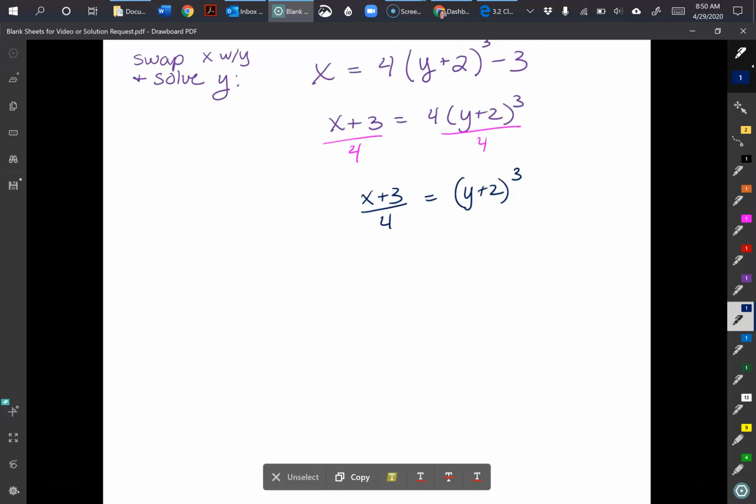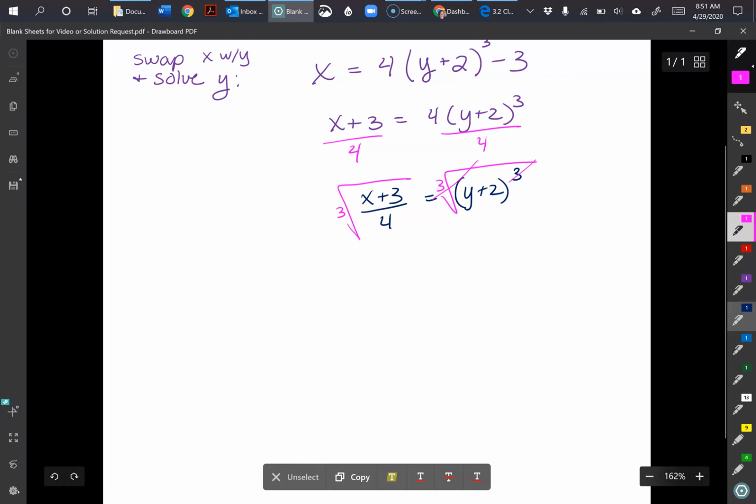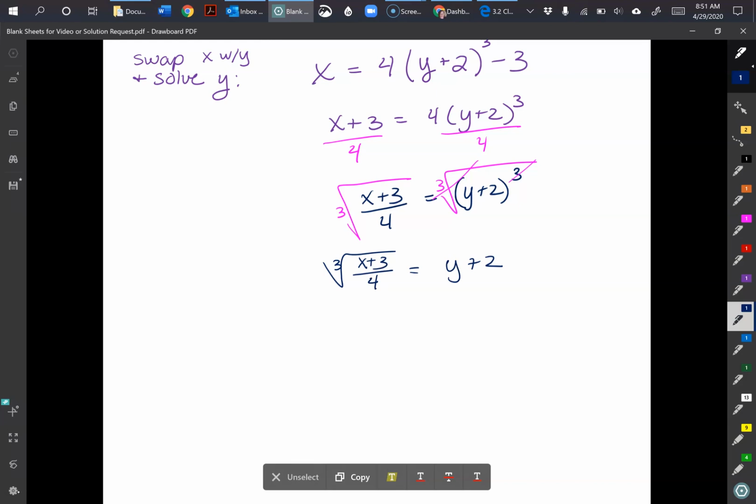Then we take the cube root of both sides, and that will undo this. So then we're left with cube root of x plus 3 over 4 equals y plus 2. Last part is just to subtract that 2 off.